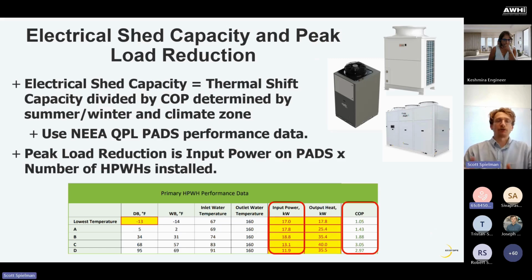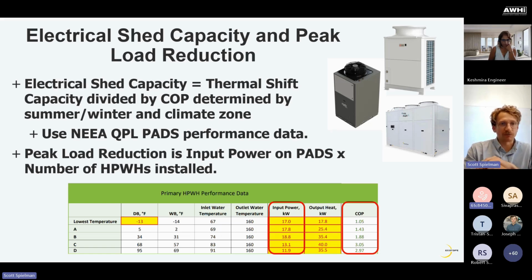And then we also, with the advanced water heating spec, have a methodology for taking that thermal shift capacity and the system specs and using it to extrapolate to both what is the electrical shed capacity, which will be different based on conditions, and what's the peak load reduction, which would also be different based on the outdoor air conditions.